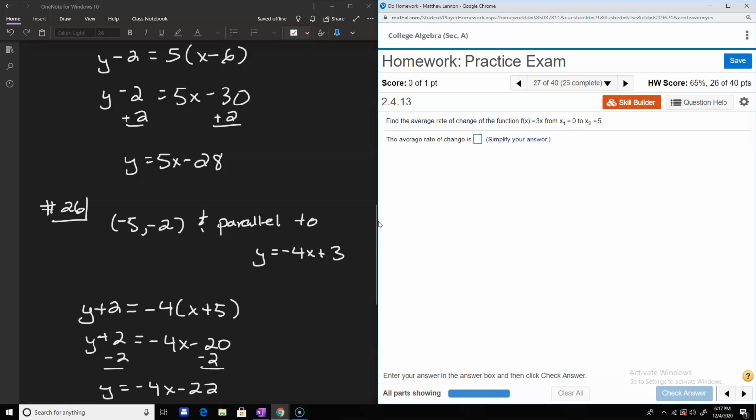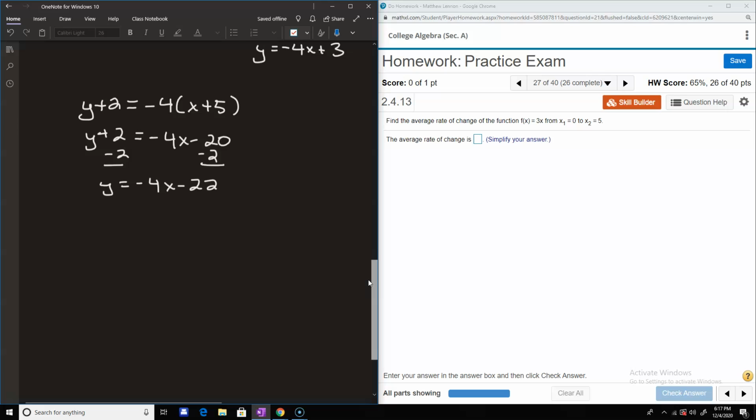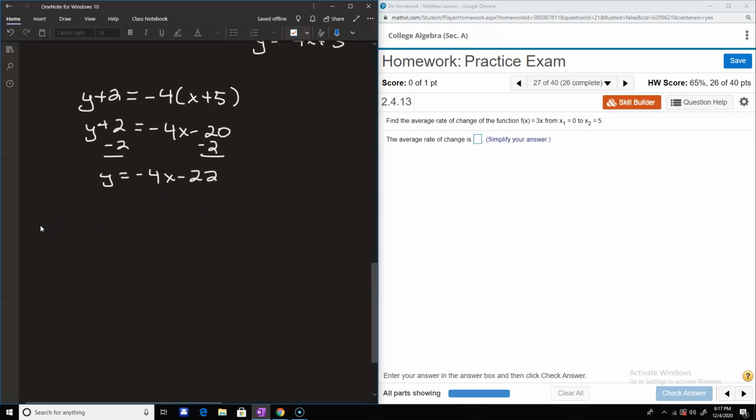Okay, average rate of change is the same as the slope formula. Essentially, we just have to find the y values before we plug them into that slope formula. So for number 27 here, we have f of x equals 3x from x1 equals 0 to x2 equals 5.